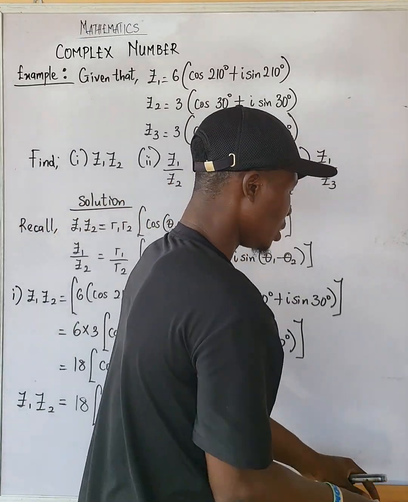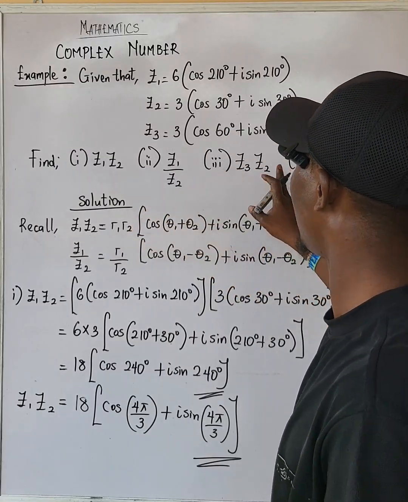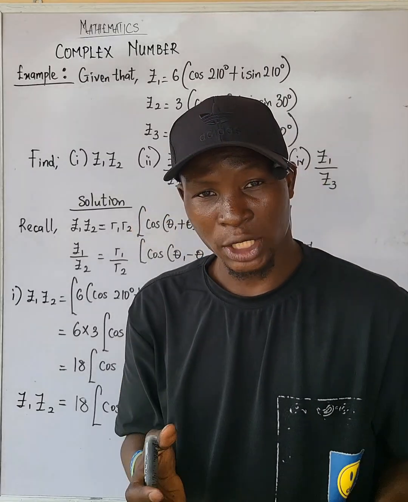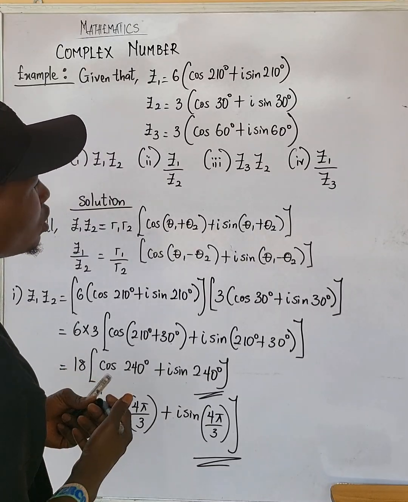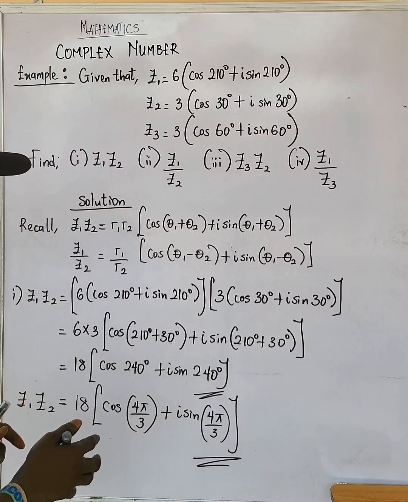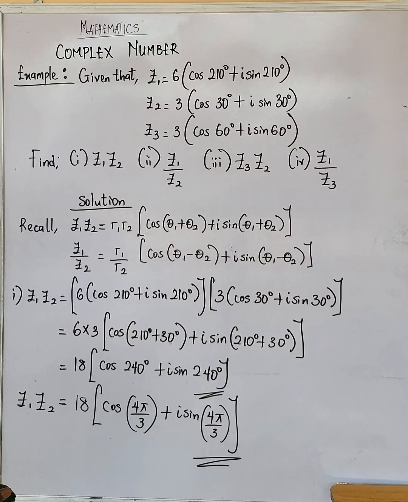Now, I'll solve for Roman numeral 2 while you do Roman numeral 3 and Roman numeral 4. So you can drop your answer in the comment section and let us see. If you don't understand, reach out to us. We're always willing to explain better. So this is only for Roman numeral 1. So going to Roman numeral 2, you can take a screenshot of it or you can pause the video.